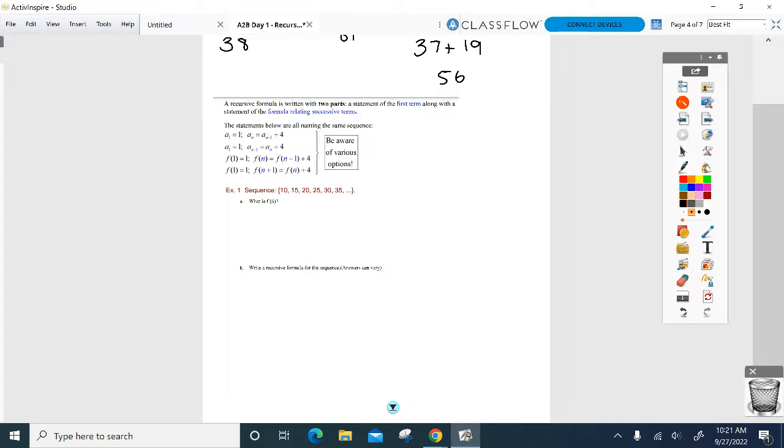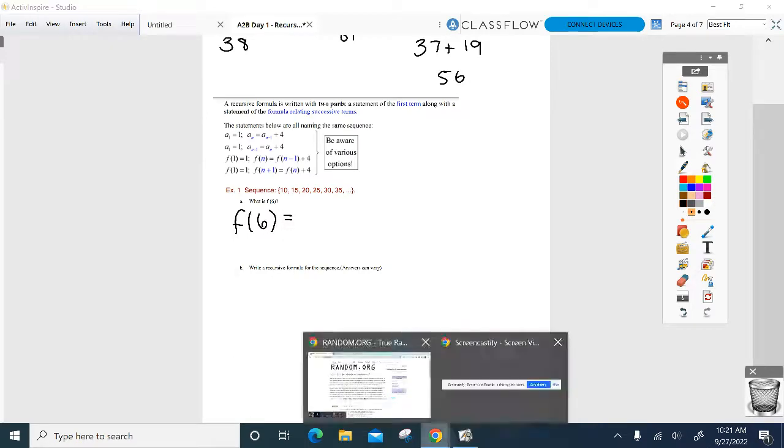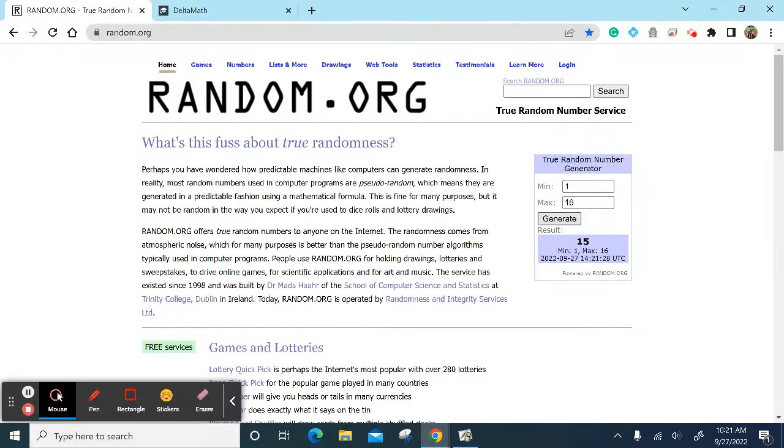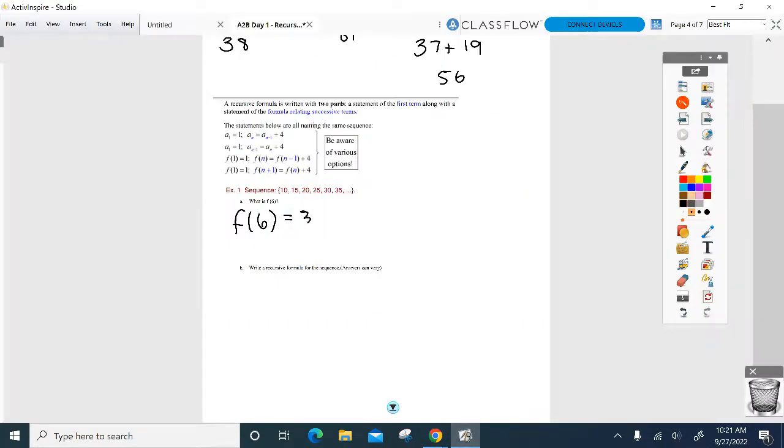Here's my sequence. The old classic 10, 15, 20, 25. What's f of 6? Everyone can do that, hopefully. F of 6. What am I really asking for here? In your own words, I'm asking for find the sixth term. You don't even have to find it, just look for it. What's the sixth term up here? Think we want to count over again? 35. All right, I like that a little better.